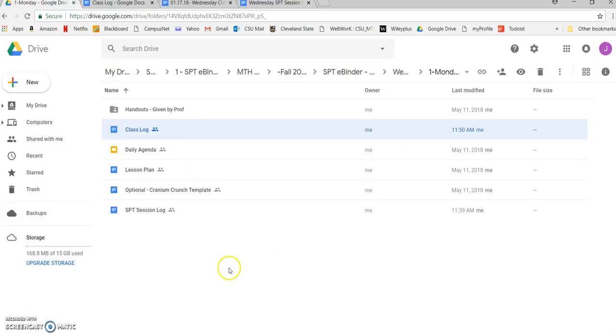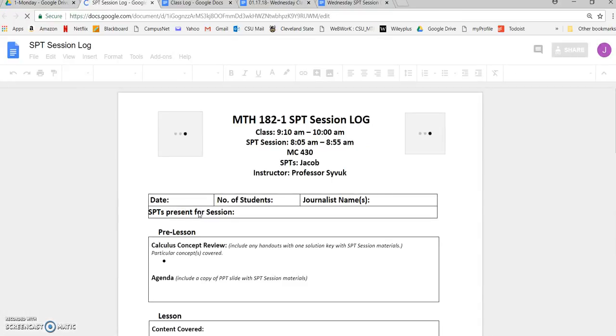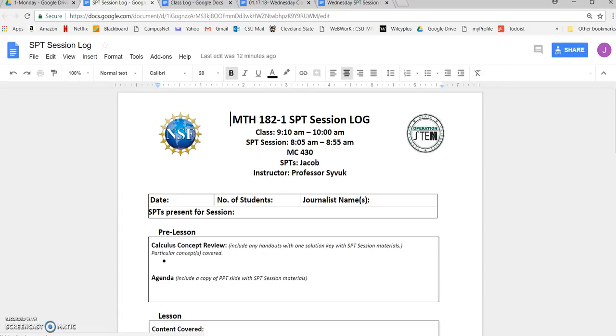Now to do an SPT session log, it's at the same place that you accessed your class log. You will click on SPT session log. And this is completed after an SPT session. It should not be done during an SPT session. It follows the same principles.